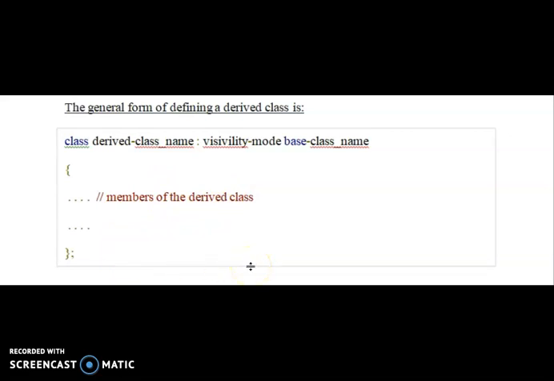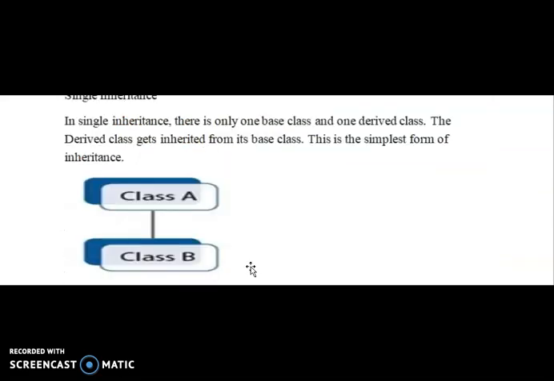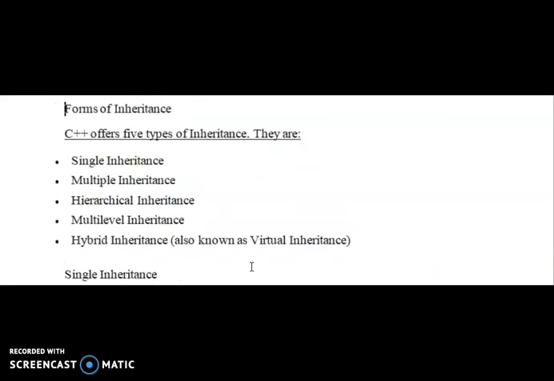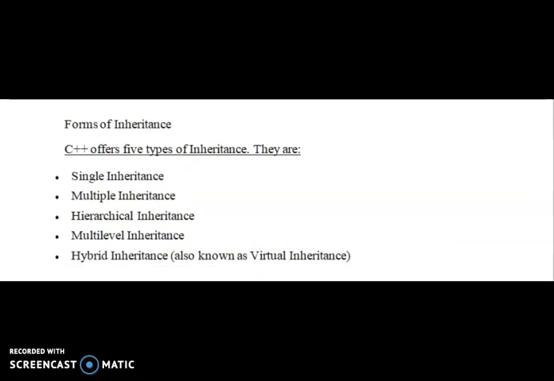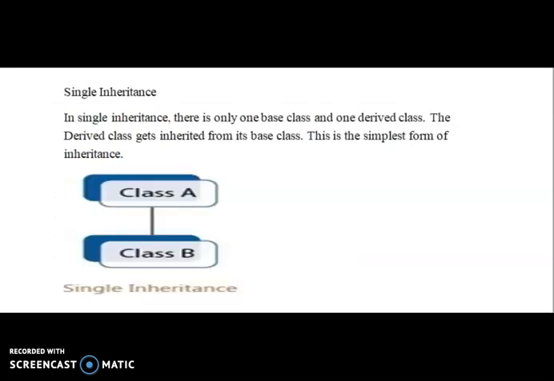So what are the different types of inheritance? Here are the forms of inheritance. C++ offers five types of inheritance: single inheritance, multiple inheritance, hierarchical inheritance, multi-level inheritance, and hybrid inheritance, also known as virtual inheritance.